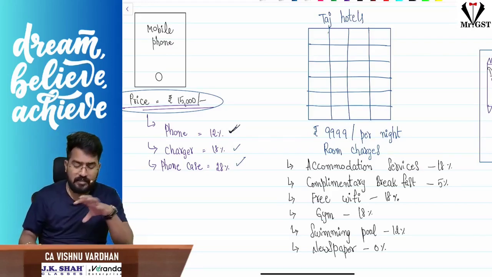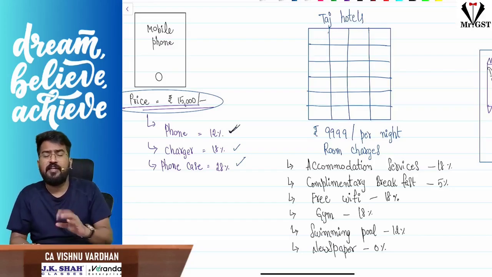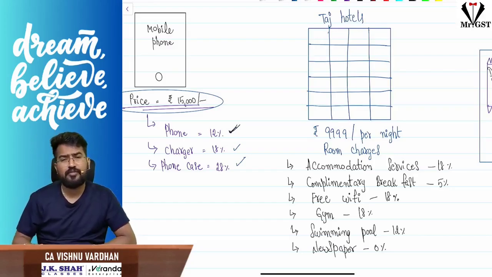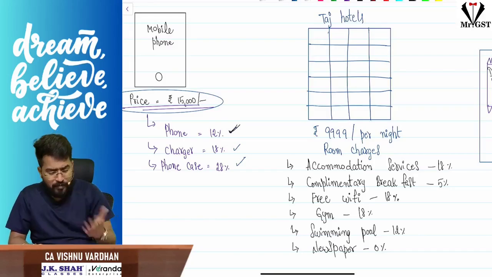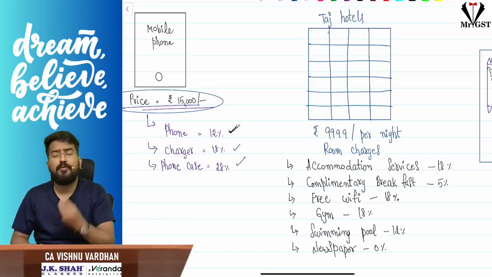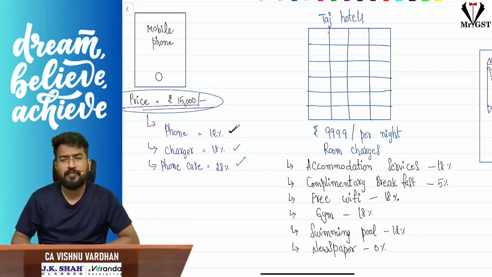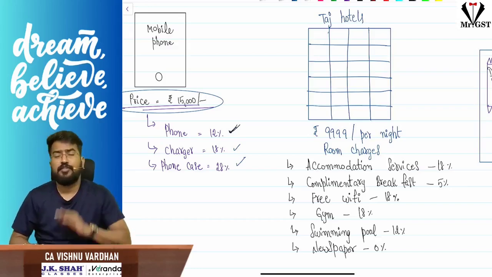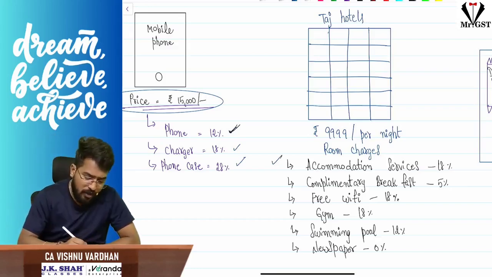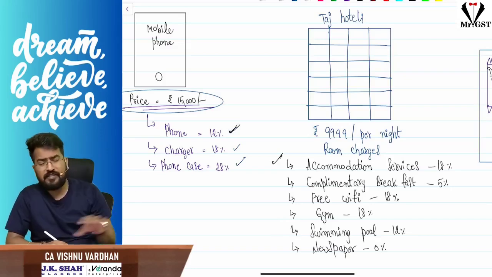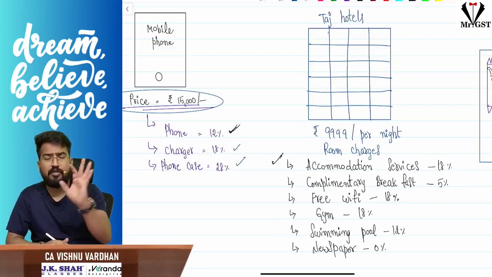In such cases, they are bundling all these supplies, which are naturally bundled in the ordinary course of business. So what is the predominant supply? I'm going to the hotel not for the complimentary breakfast or the free Wi-Fi. I'm going there for accommodation services. So the predominant supply will be accommodation services. The entire transaction of 9,999 will be treated as supply of accommodation services.